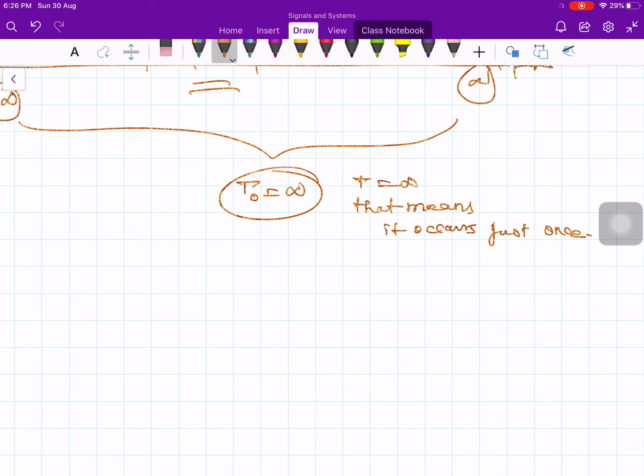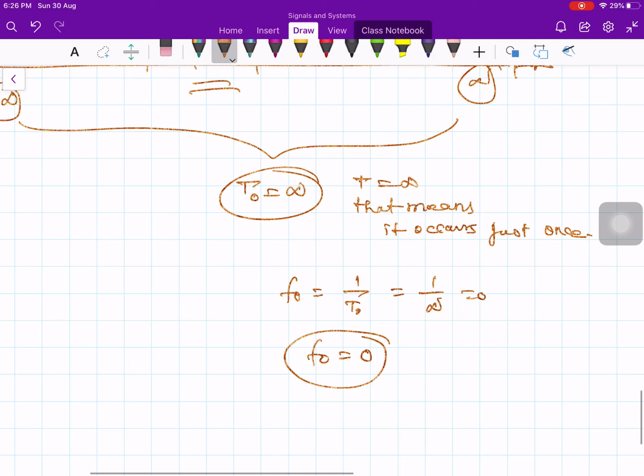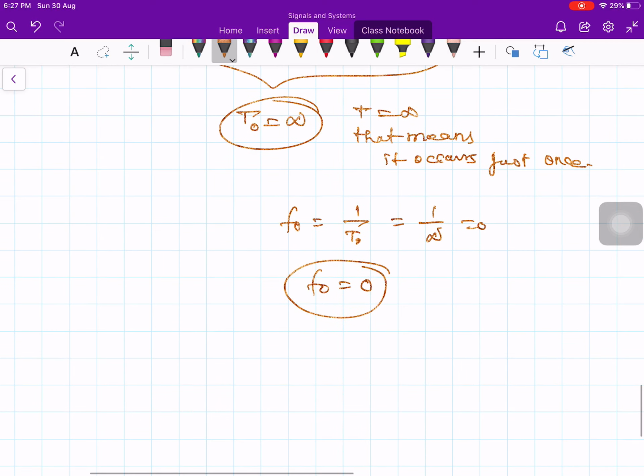So what is the consequence? The consequence is that the frequency of this is 0. Why? Frequency is equal to 1 over t0. Then 1 over t0 with t0 infinity gives 0. What is the frequency? 0. That means it never repeats; it occurs only once. And if the frequency of this is 0, then how are we going to think of various harmonic components? Because in the Fourier series we had omega naught, 2 omega naught, 3 omega naught, and so on and so forth.